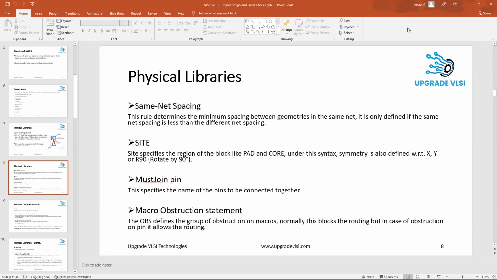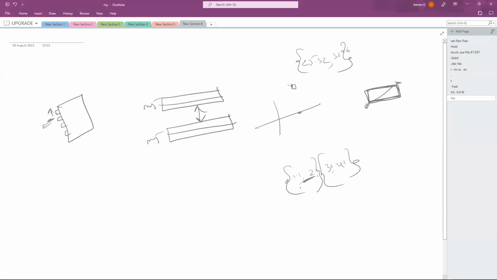Okay. So macro abstraction statement means the OBS file defines the group of abstraction on macros. Normally this blocks the routing, but in case of abstraction on pin, it allows the routing. The name itself is telling us some blockage, some restriction, some guideline. Usually on any macro, by default routing blockage will be applied. No routing metal layer is allowed on top of the macro.